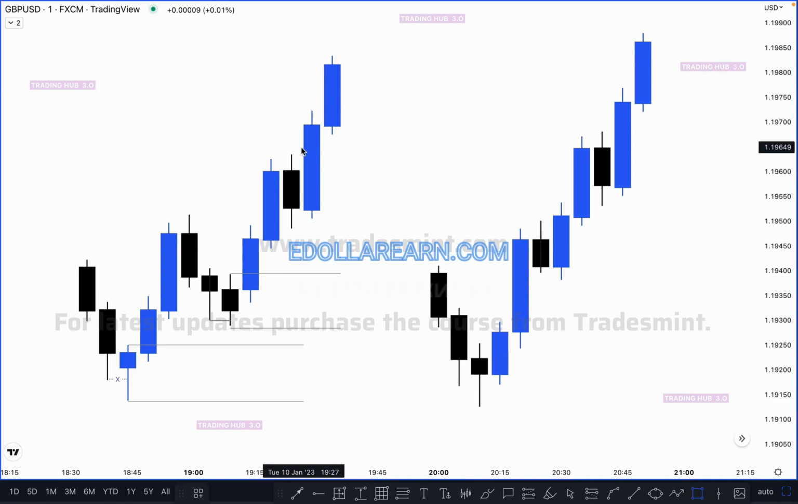Now you can see here, this is our last selling candle before this buy move like this, right? But this is not a valid order block. Why? First, because this candle did not take out the previous candle low. So this is not a valid order block.